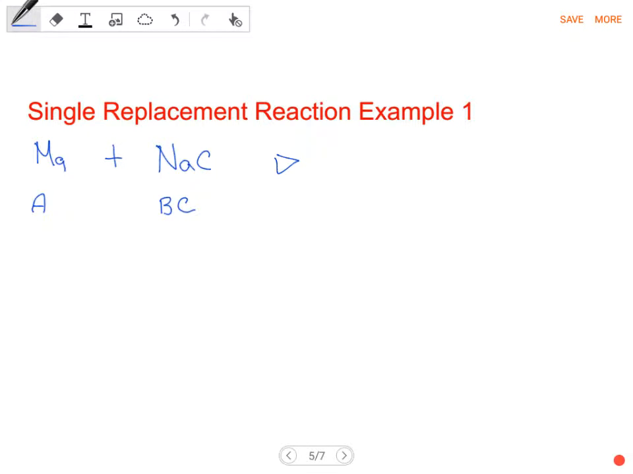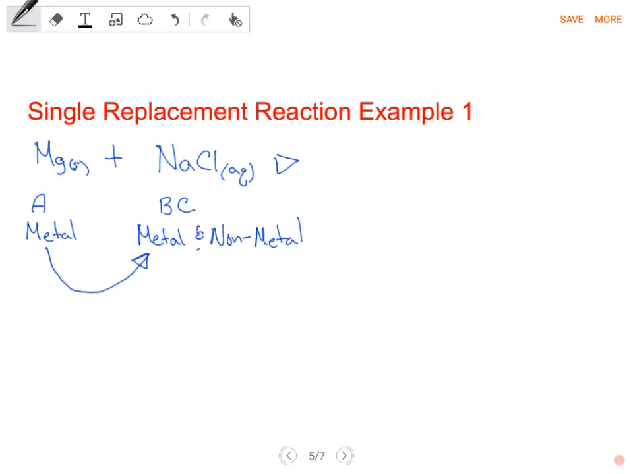So you have Mg solid plus NaCl. Here is what you must consider. Is magnesium a metal or a non-metal? Well, it's a metal. If you look at NaCl, this is a metal and non-metal. It's ionic. What this means then is that this metal only replaces another metal. You never would have a metal replacing a non-metal. The metal replaces the metal. Same replaces same.